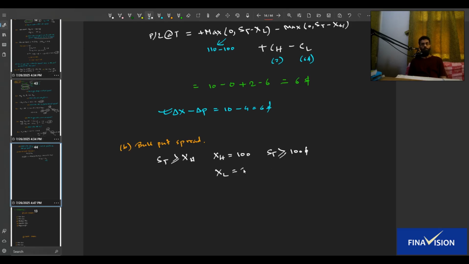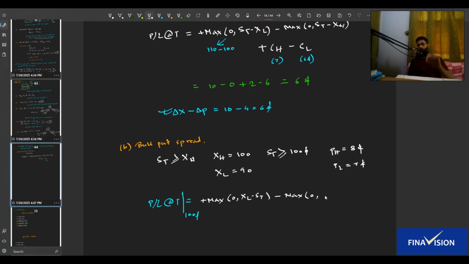And the lower strike price is 90, right? And the respective premiums, PH is equal to $8 and PL is equal to $3, right? Therefore, profit or loss at expiry, we are considering it at $100, because we are looking at a maximum gain condition. So this is equal to plus max of the lower strike put, XL minus ST, minus max of the higher strike put.